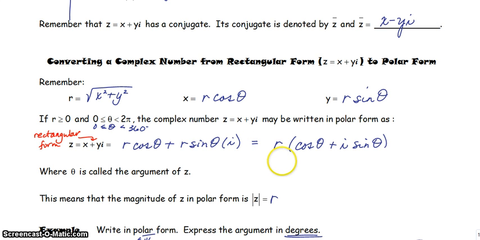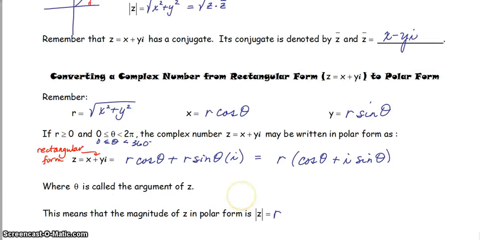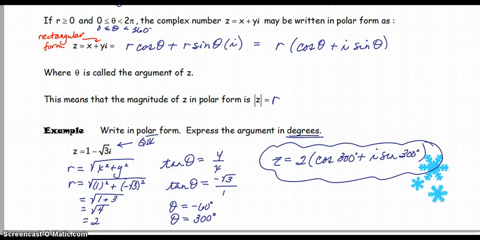Now what I can do there is factor out r, which is how we would write it in polar form. So we have r times the quantity of cosine theta plus i sine theta. Theta is called the argument of z. Notice that earlier, when we defined the absolute value of z, or the magnitude of z, we called that the square root of x squared plus y squared. We know that that is also r, and so the magnitude of z in polar form, or the absolute value of z, is r.